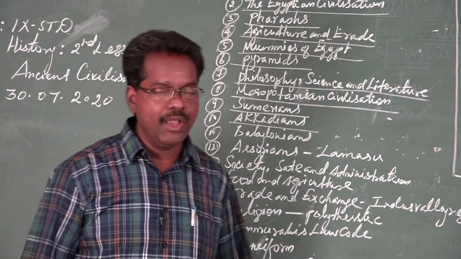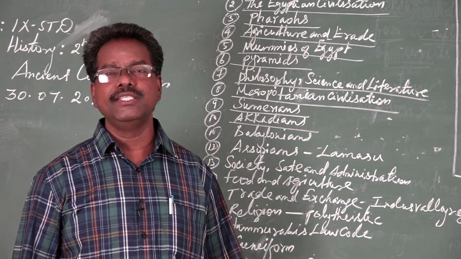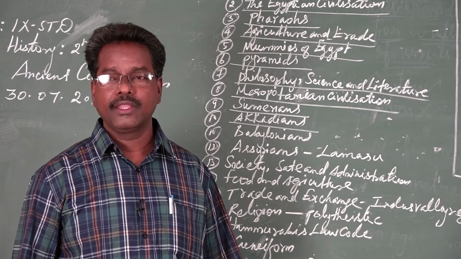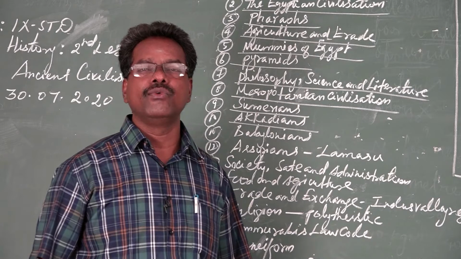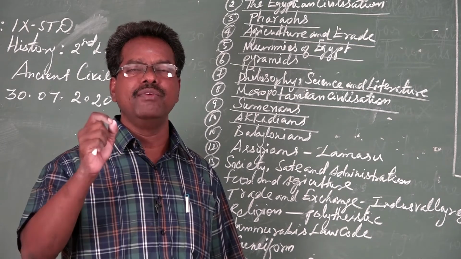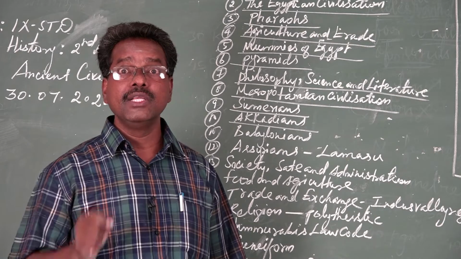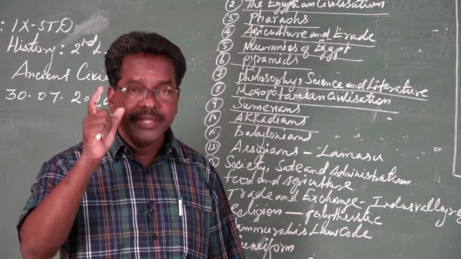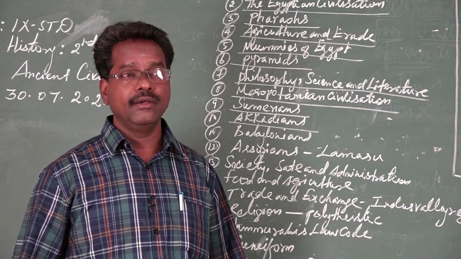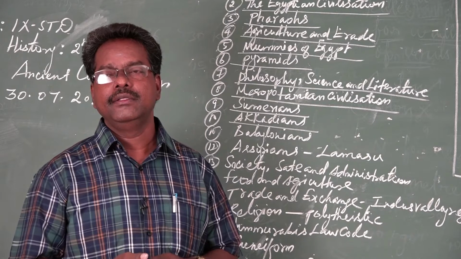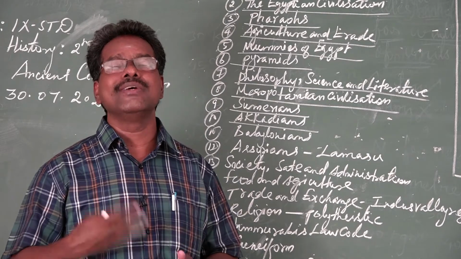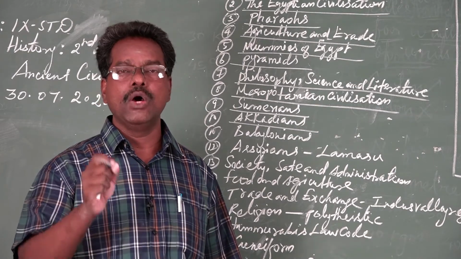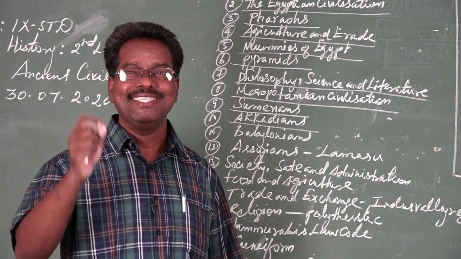Akkadians ruled Mesopotamia from 2450 BC to 2250 BC. Sargon was the famous ruler. He ruled Mesopotamia for more than 100 years. Akkad was the ancient city here. The city was renamed Babylonia. At present, it is the largest commercial and cultural center in West Asia.